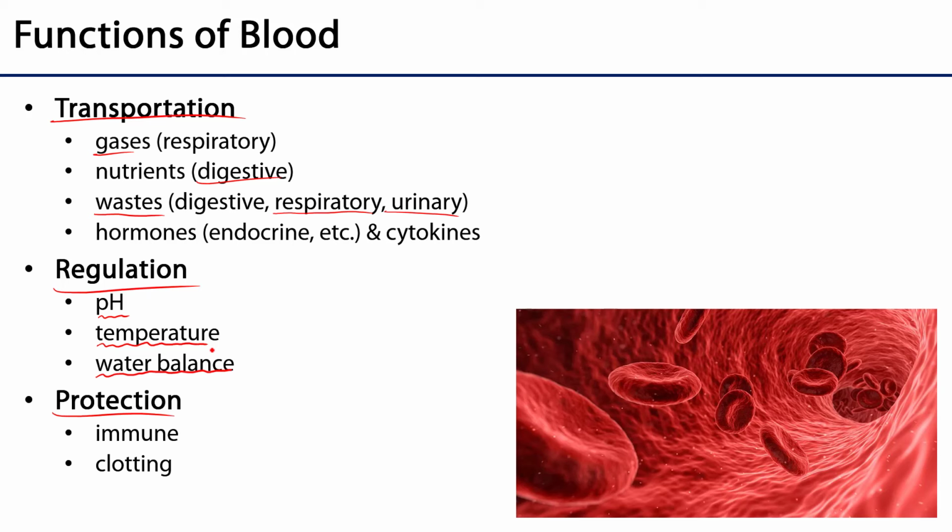Water balance is another means by which the blood can be regulated, and this occurs with the help of the kidneys. In terms of protection, the immune system lives in part within the blood. It also lives in part within the lymphatic system and in part within tissues. And then finally, blood can protect itself, or can maintain its own integrity through clotting whenever there is a disruption within the vasculature. So, transportation, regulation, and protection. And we'll see how these three large functions are played out throughout the cardiovascular system.